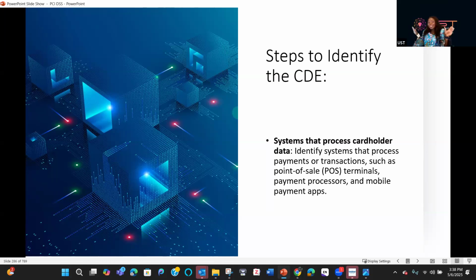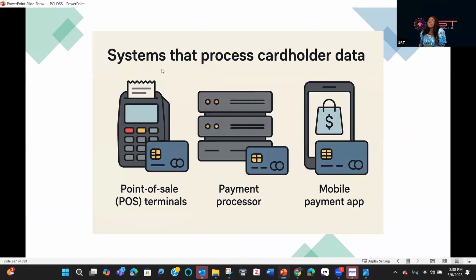So think of all these other things that we've mentioned. It has to be in compliance with PCI DSS. And you guys will see, you see, systems that process cardholder data, you have the point of sale, you have a payment processor, as well as a mobile payment app.